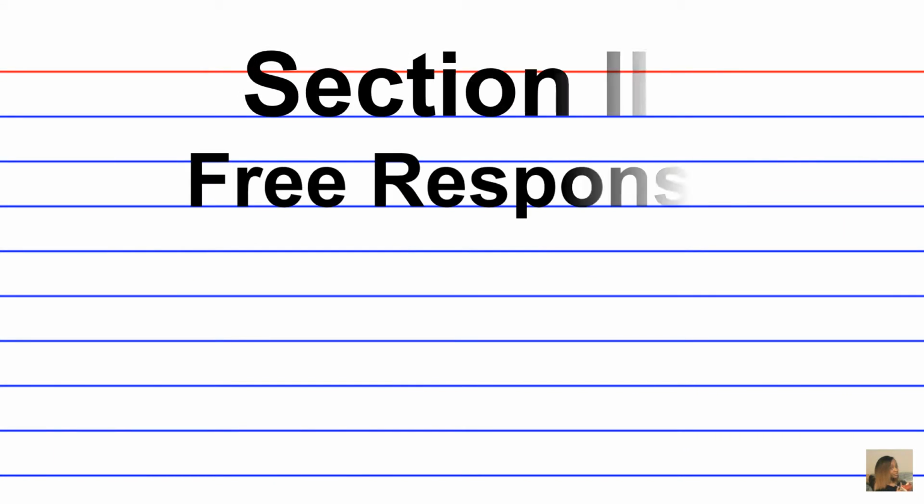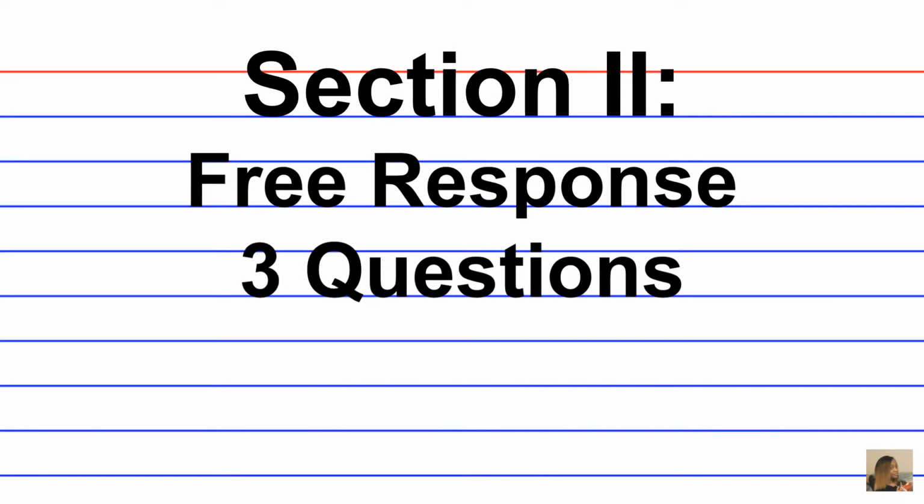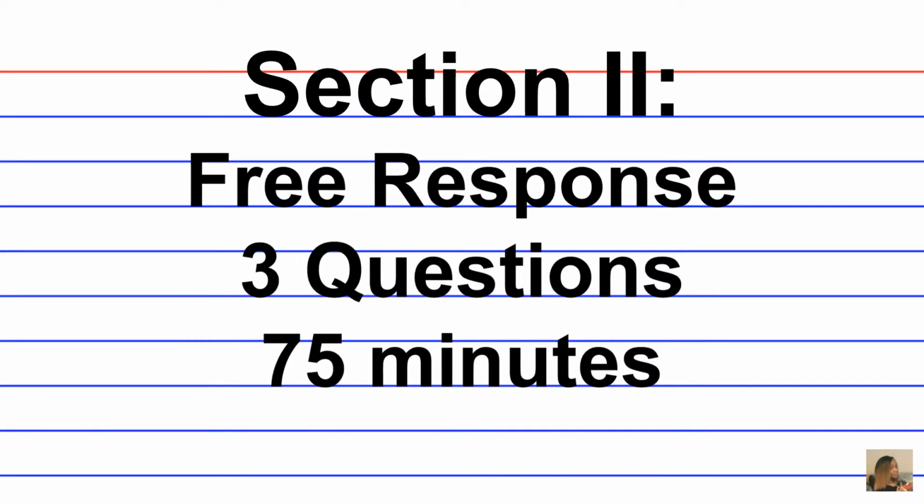Remember that section 2 consists of free response questions. There are 3 questions that should be formatted as short essay answers, and you have 75 minutes to complete them, so allocate your time properly. The free response section is 50% of your exam score. You're required to define, explain, and apply geographic concepts and also interpret geographic data. Okay?